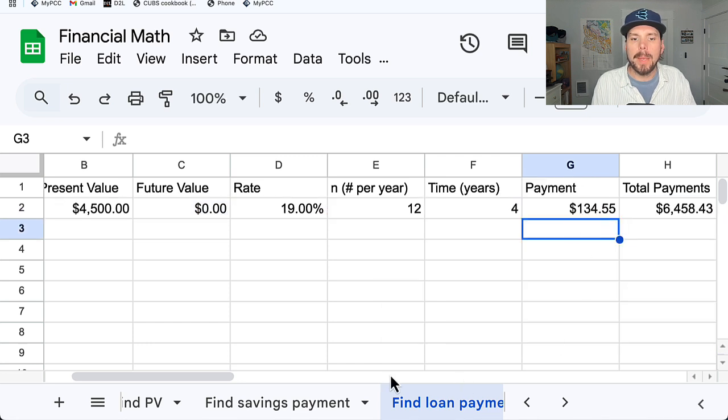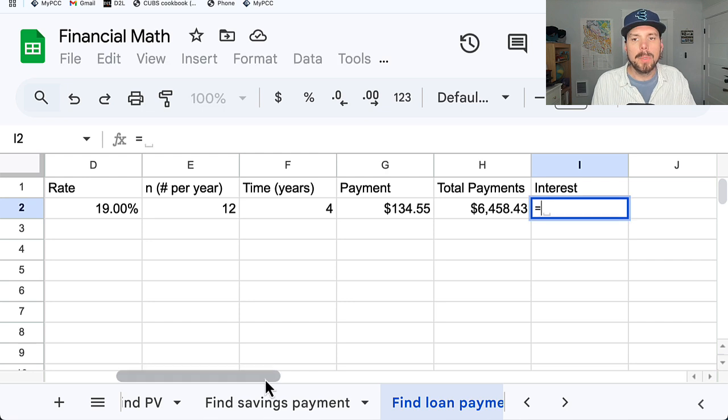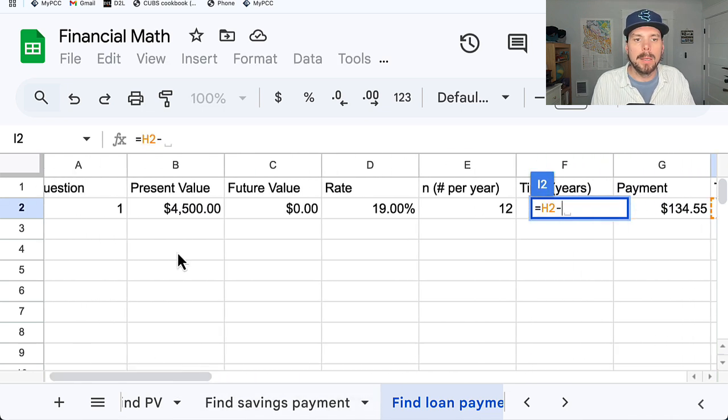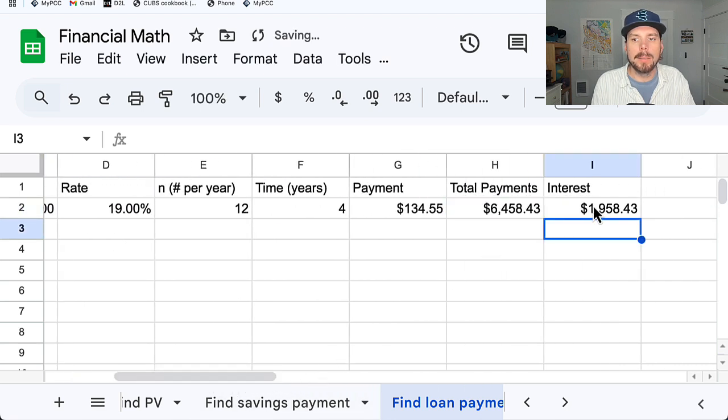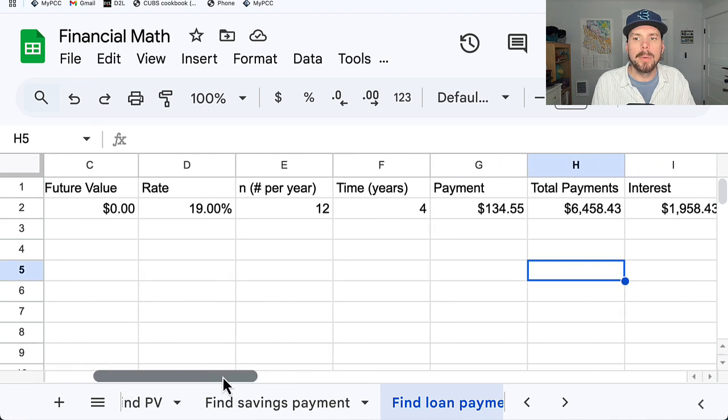So now I've got that payment amount. My total payments should still be matched up with what I did in the previous video. Essentially, I'm looking at the number of total payments first, N times T, then multiplying it by the payment amount to get the total. And the interest will be the difference between the total number of payments and the amount borrowed, or present value. So total payments minus PV gives me that interest amount. And now I've created a spreadsheet that's going to work really well.